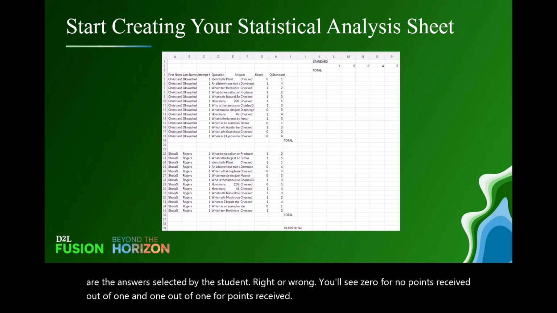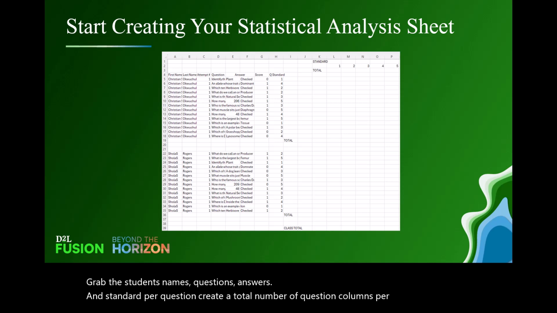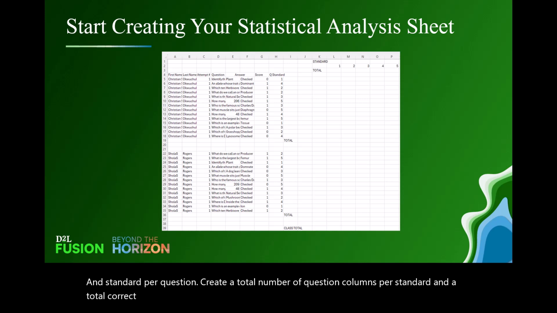In a new sheet, list your standards horizontally. Grab the students' names, questions, answers, and standard per question. Create a total number of question columns per standard and a total correct per student and a total correct for the class. Input the total amount of questions per standard under the standard keys.